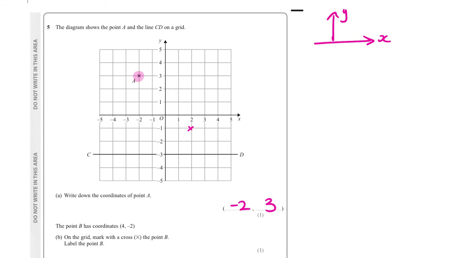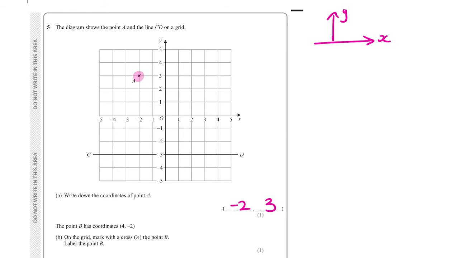So this point would be, what would this point be? 2, -1. Absolutely correct. Okay, next part of the question. One of my students has just said, we have to do it in alphabetical order, and X comes before Y in the alphabet, so we do the X-axis first, then the Y-axis. That could be a good way to remember it, couldn't it?